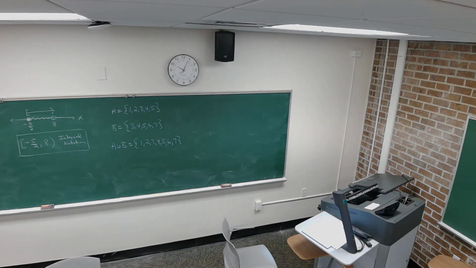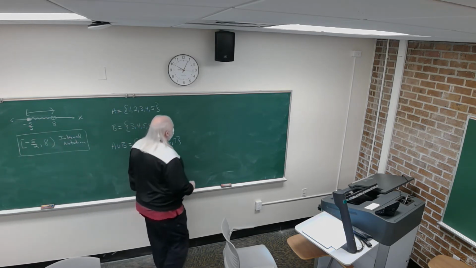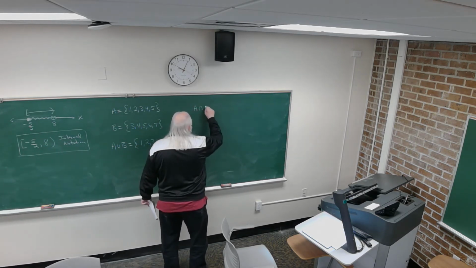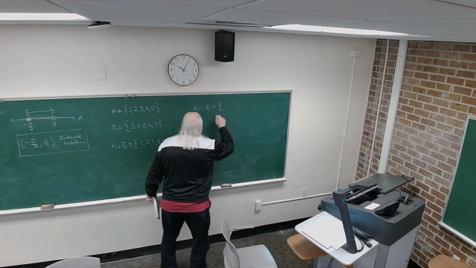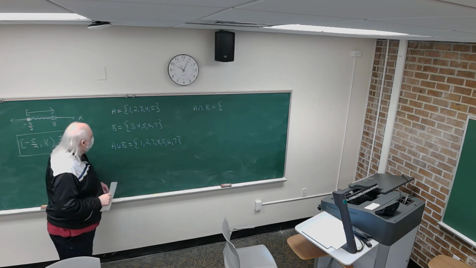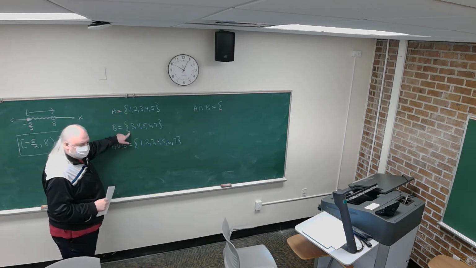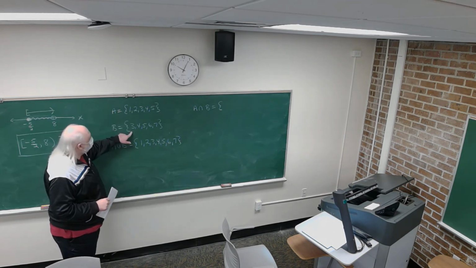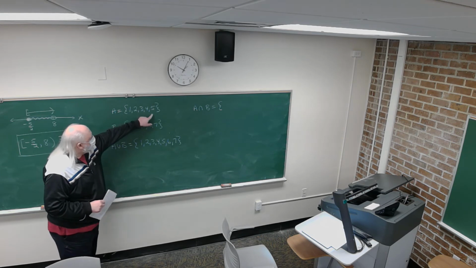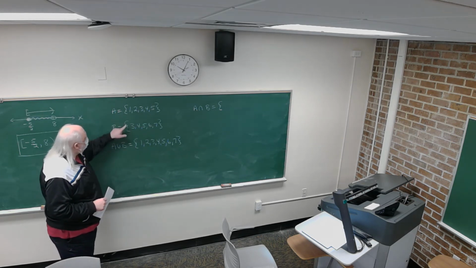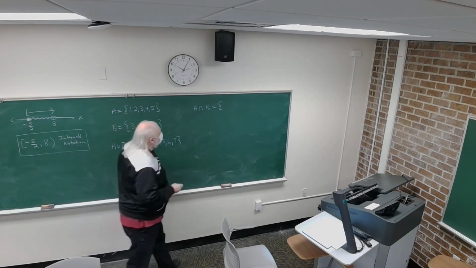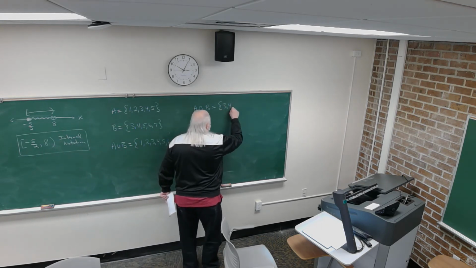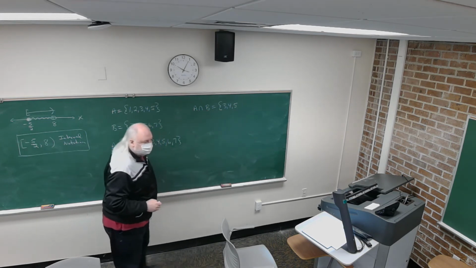The intersection of two sets consists of all the elements that are in both set A and set B. So in our example over here, the intersection of sets A and B consists of all the elements that are in both A and B. 1 is not in B, so it's not in this set. 2 is not in B, so it's not in this set. But the numbers 3, 4, and 5 are in both sets A and B. So 3, 4, and 5 are in the set A intersect B.